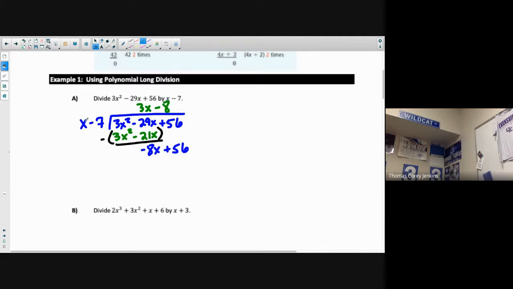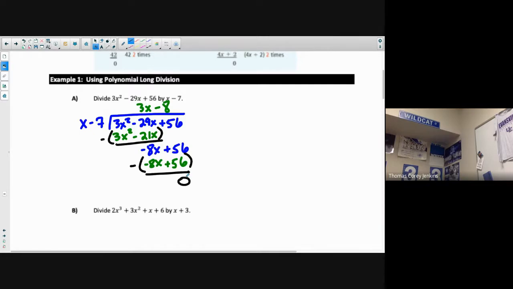Okay, so now we multiply by negative 8. Negative 8 times x, negative 8x. Negative 8 times negative 7 would be plus 56. And then we subtract again. You probably already recognize those are exactly the same. So negative 8x plus 8x is 0. 56 minus 56 is 0.